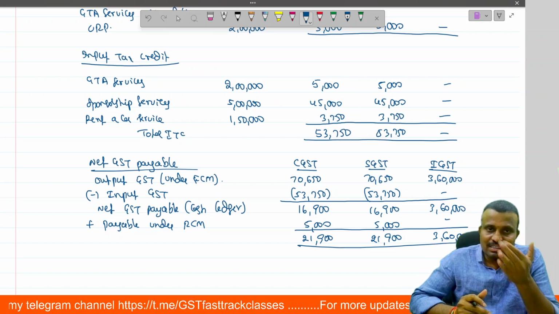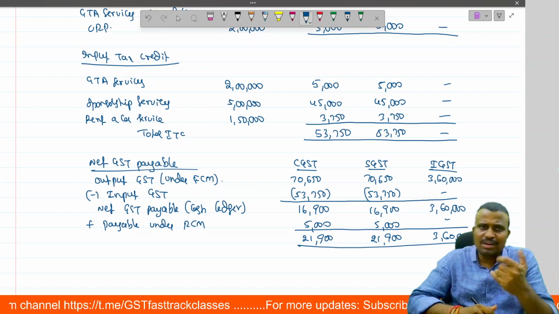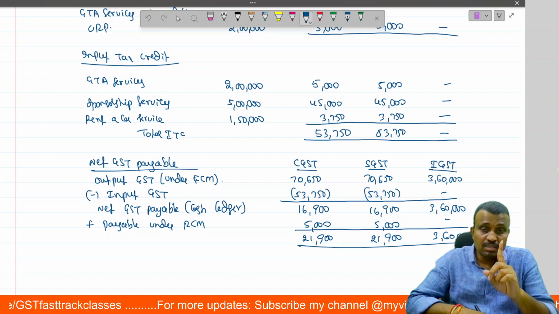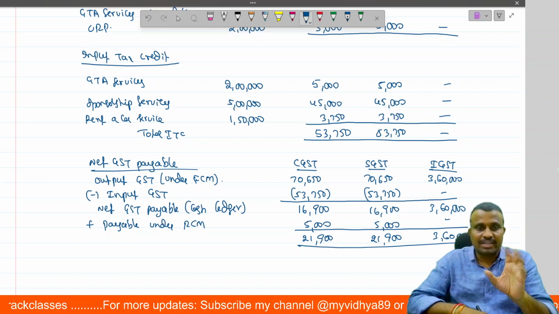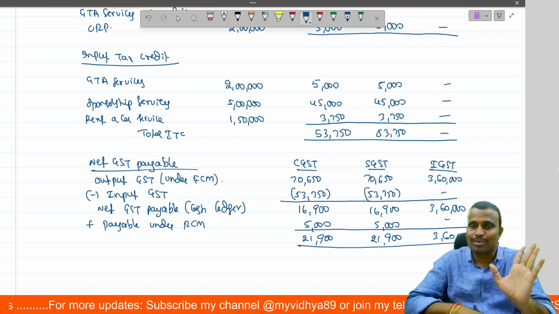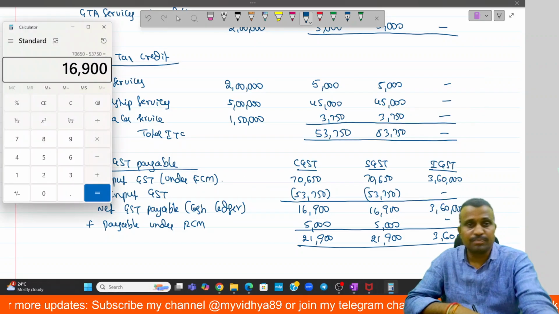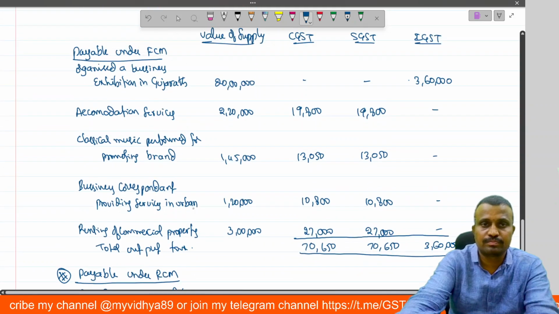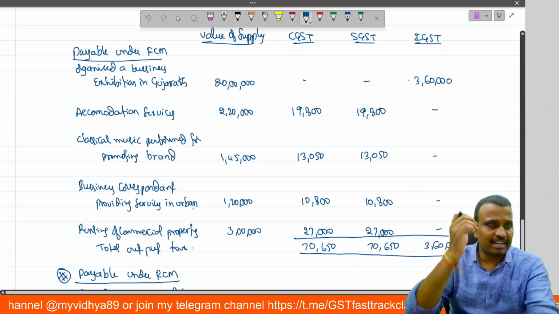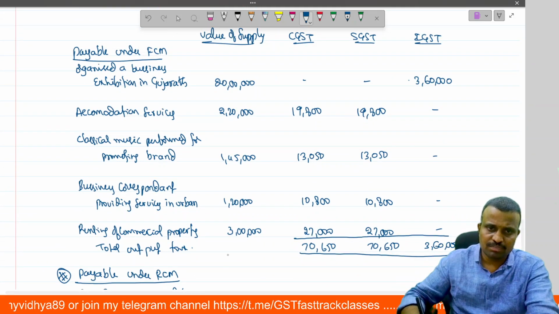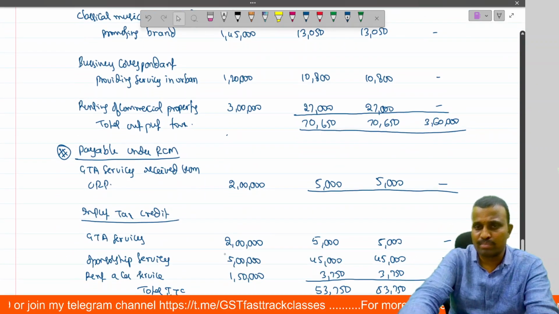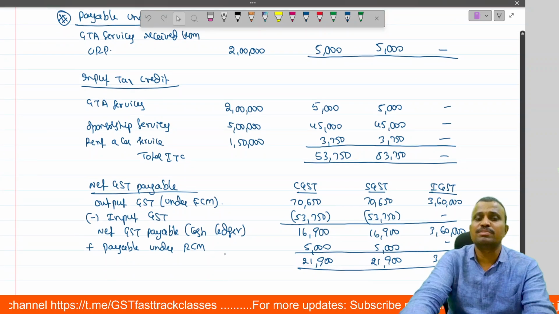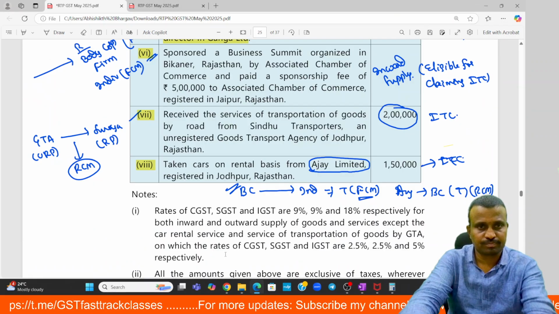Okay, so write the working notes below the problem or as a part of the point also you may write. That is your wish. But remember, the provision is important. You need to write the reference at that point. Okay, I hope you understood. So this is the problem we have. First we write what is payable under forward charge mechanism, and the last we note what is payable under reverse charge mechanism and input tax credit available and net GST payable. Okay, next.